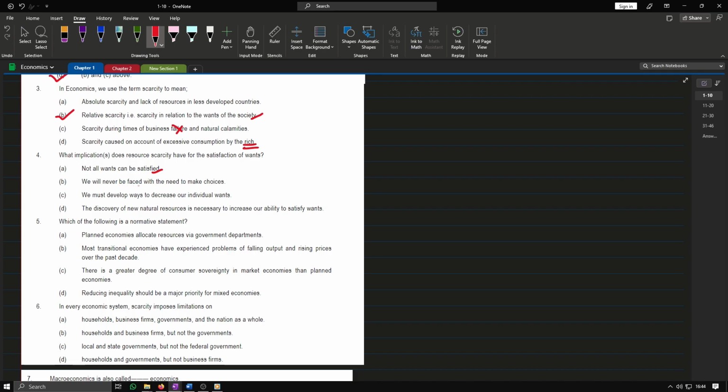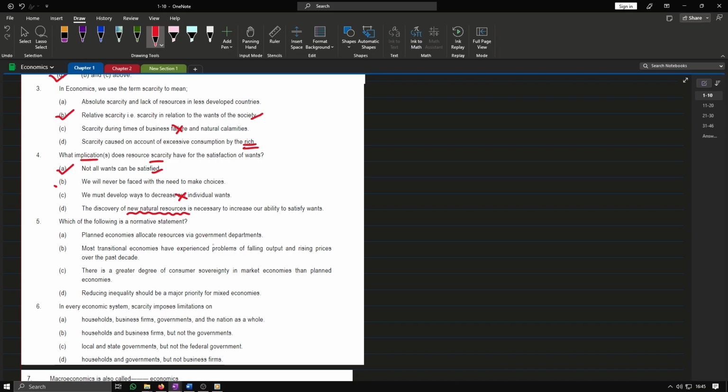B, we will never be faced with need to make choices. No, we will always be in a dilemma when it comes to choices. We must develop ways to decrease our individual wants. No, we cannot decrease our wants. As we move on, the choices will obviously increase. It will never decrease. So this is also not true. The discovery of new natural resources is necessary to increase our ability to satisfy wants. This might be true, but discovery of new natural resources is not the implication of resource scarcity. So what's the option? It will be option A. Not all wants can be satisfied.